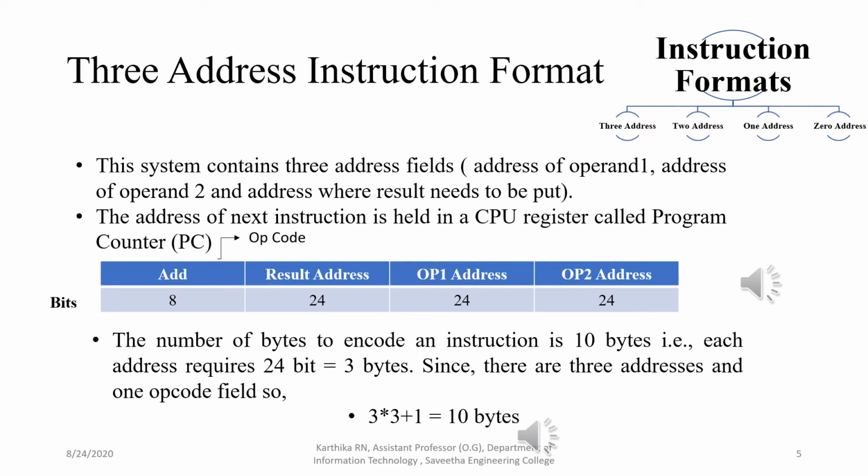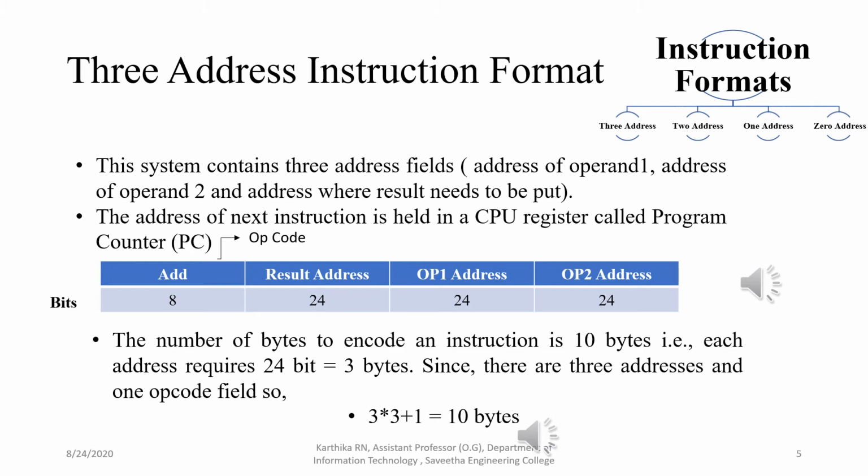For add, we have 8 bits. For the result address we have 24 bits. Operand 1 address is 24 bits and operand 2 address is 24 bits. The number of bytes to encode an instruction is 10 bytes. Each address requires 24 bits, which is equal to 3 bytes. Since there are 3 addresses and 1 opcode field, we calculate 3 into 3 plus 1, which is equal to 10 bytes.